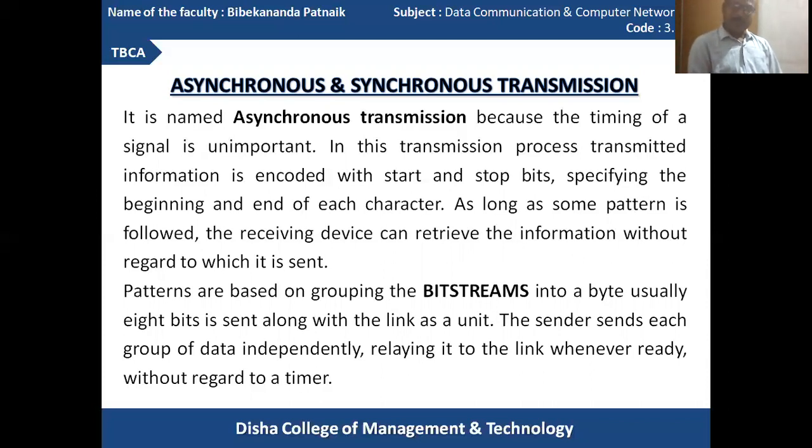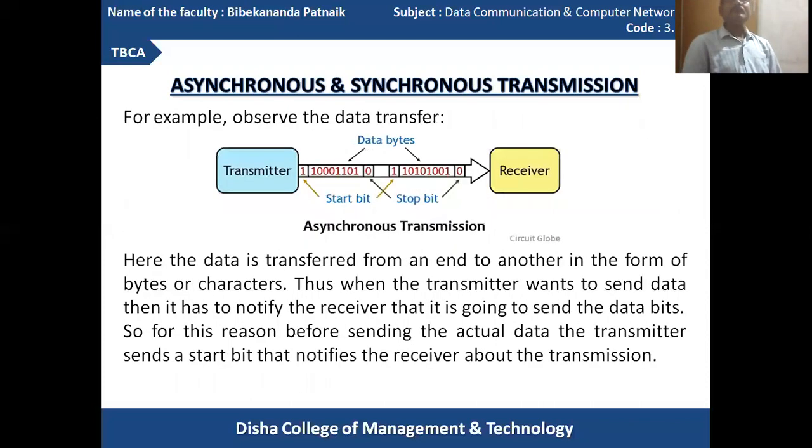Generally the bit stream is 8 bits followed by one or two additional bits, one at the beginning and another at the end. This is the basic example of asynchronous data transfer. It has a transmitter, the source, and a receiver, and normally three segments: a 1, followed by 8 bits of data, followed by a 0. All together it contains 10 bits. This 1 is called the start bit, and this 0 is called the stop bit or end bit.